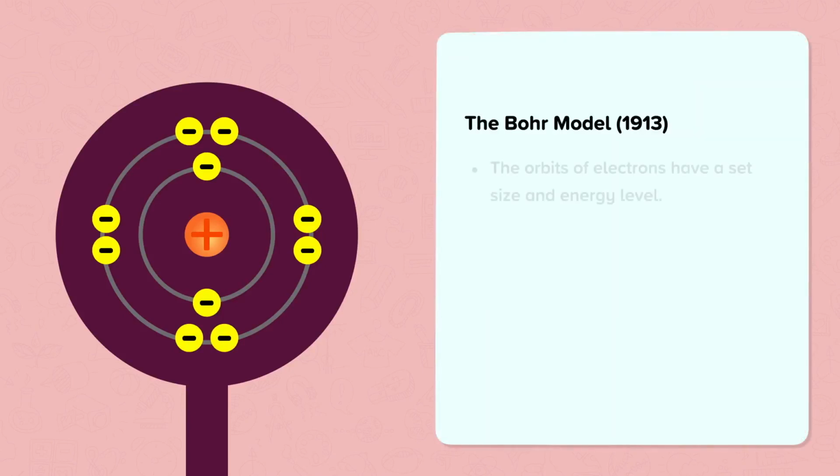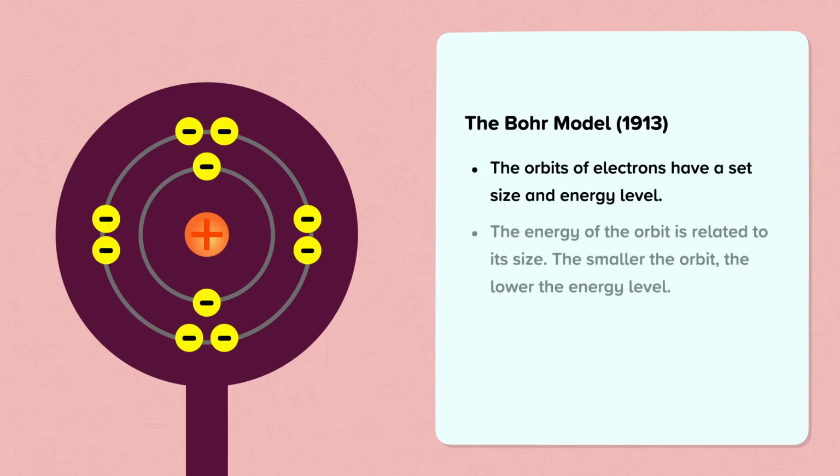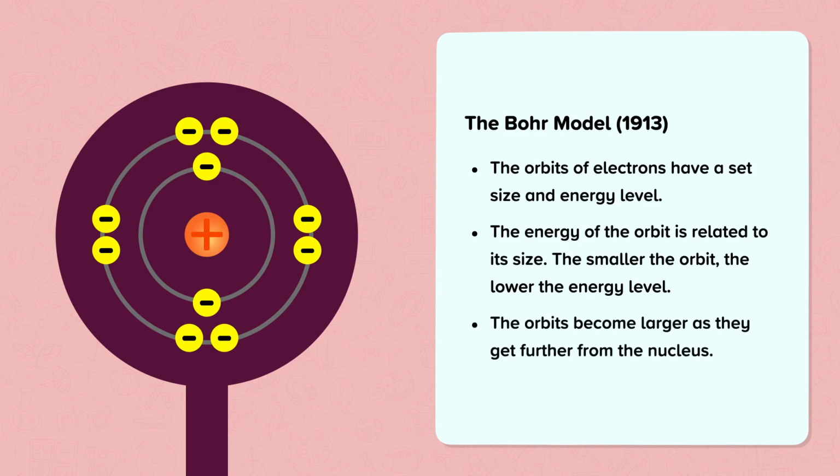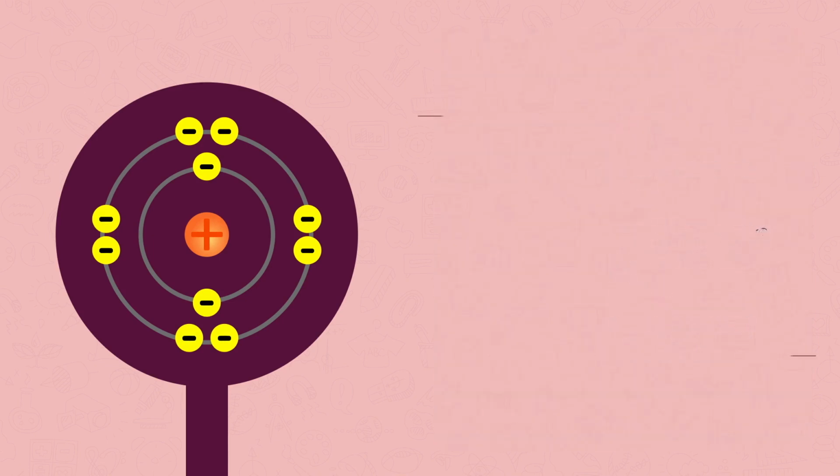So in the Bohr model, the orbits of the electrons have a set size and energy level. The energy of the orbit is related to its size. So the smaller the orbit, the lower the energy level. And the orbits become larger as they get further away. They get larger the further away they are, and the larger the orbit, the larger the energy level. Okay, last little bit now of our history of the timeline.